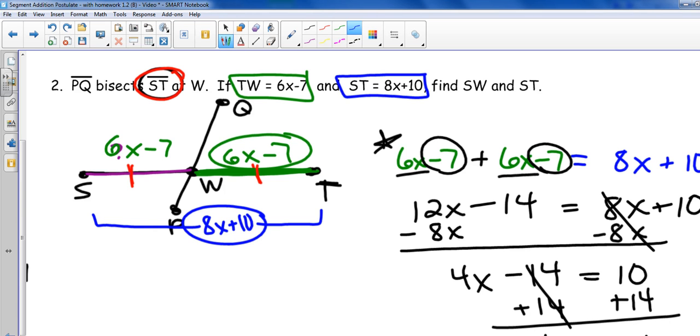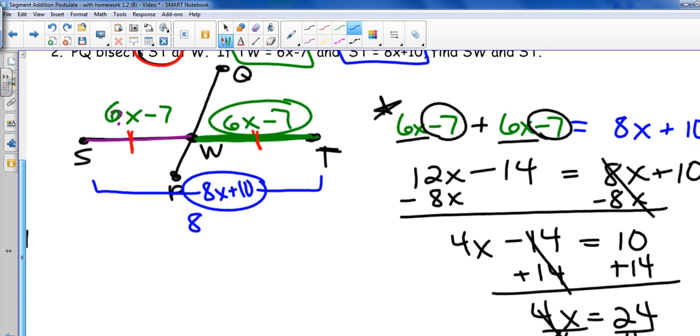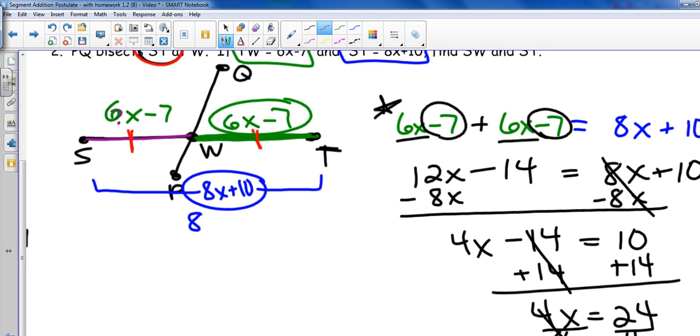So I'm going to start with ST, which is down here. 8 times my x value, which was x is 6 down there. I'm going to go ahead and bring that up, plug that in. 8 times 6, in my head, I'm getting 48 plus 10. 58 for my answer of ST.